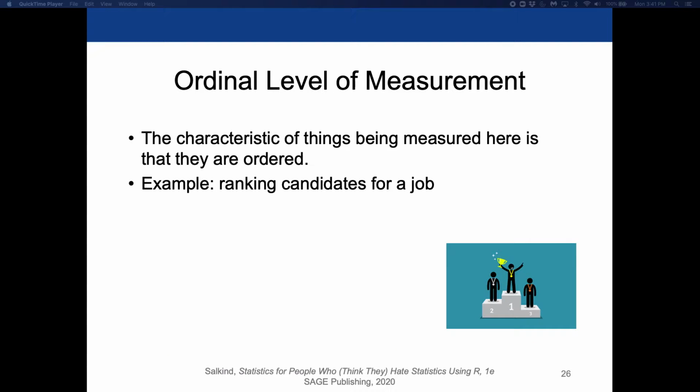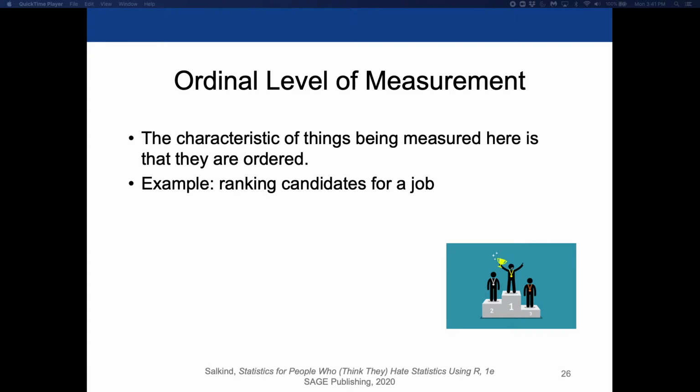Then we also have the ordinal level of measurement. This is the next most complex form of measurement. Here, the characteristics that we're measuring have a logical order. They have some order that makes sense. If you were asking people to order these levels, they would have an order that it would go in. So if you had rankings for a job, ranking candidates for a job, you may have your first choice, your second choice, your third choice, your fourth choice.